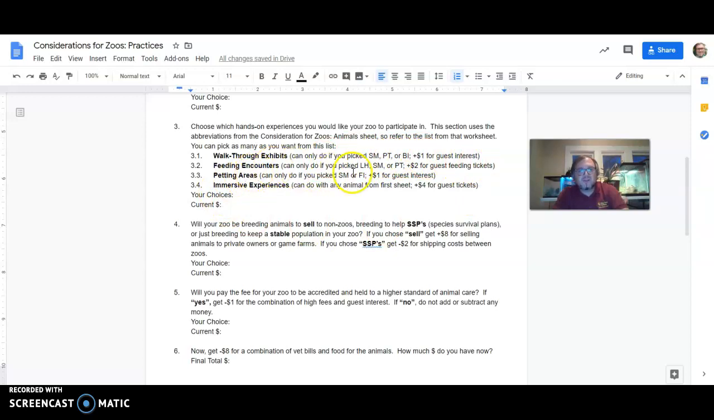Feeding encounters, you can only do it with LH, SM, or PT, +$2 for guest feeding tickets. They'll cost a little bit extra. Third part here, petting areas.